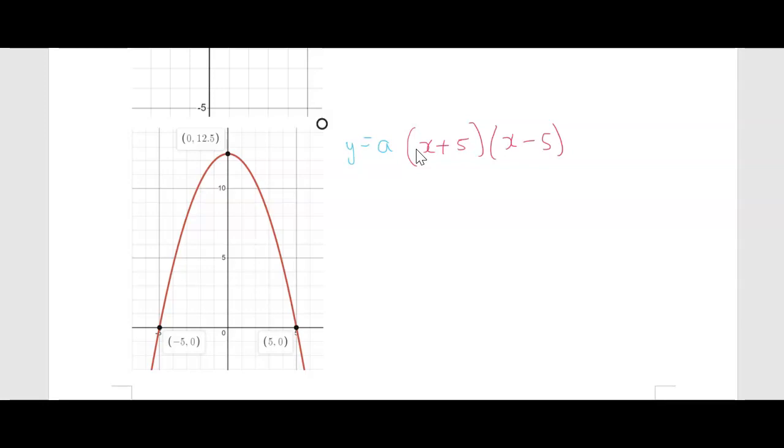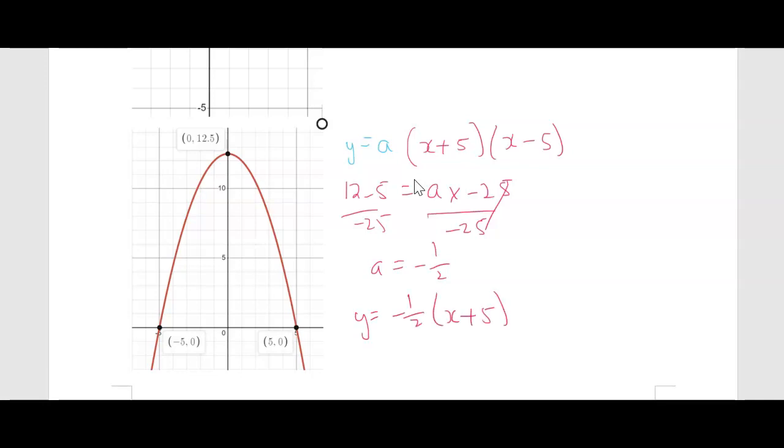All right, substitute in a point. So we're going to substitute in 0, 12.5. So when we substitute x equals 0, we're going to have 5 times -5, which is -25, and then divide both sides by -25. So a is equal to -1/2. So we're going to have -1/2, x plus 5, x minus 5. And that's in factorized form.